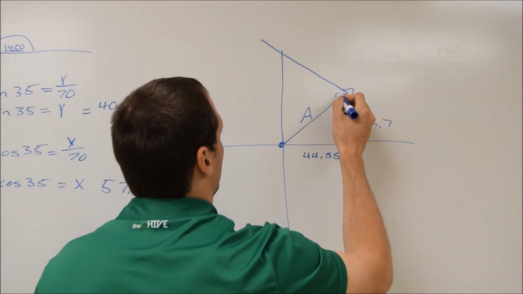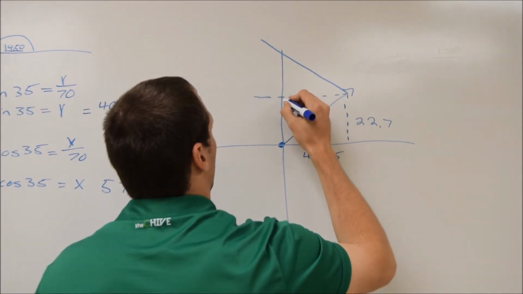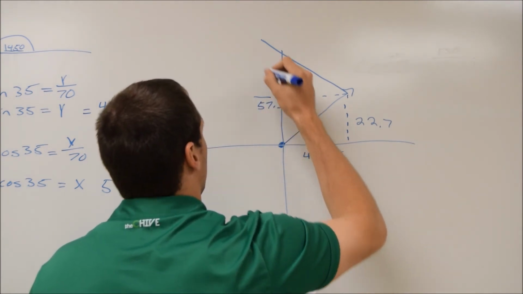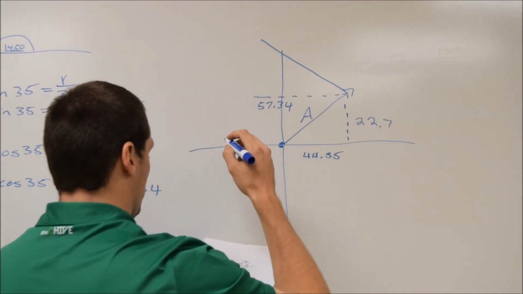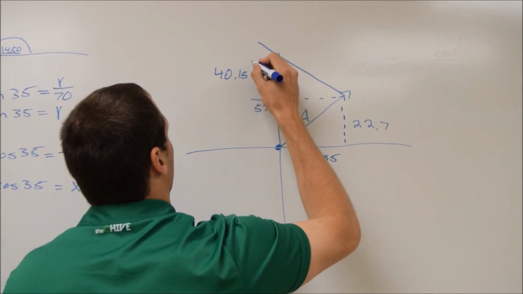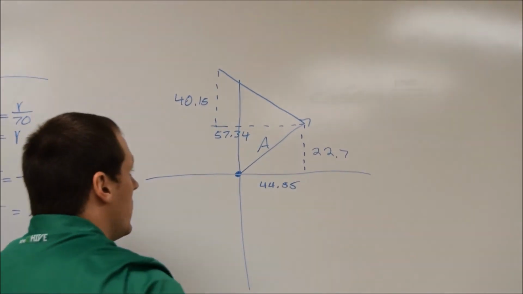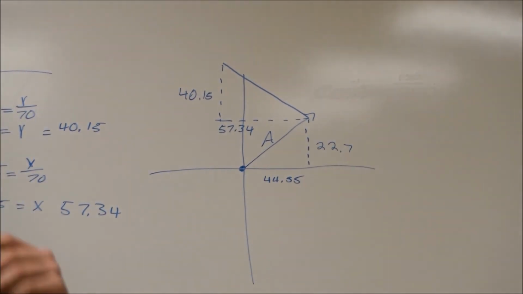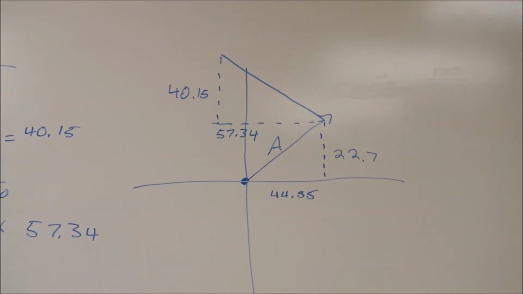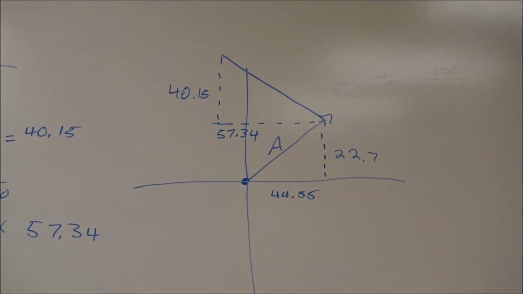So we have our x side was 57.34 and our y value was 40.15. So you'll notice that this is slightly a different way than Dr. Ricard teaches it, but it allows you to prevent errors from happening in your math and getting the wrong answers because you can actually have a visual representation of the vectors themselves.